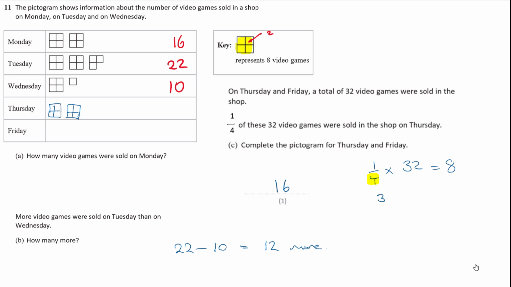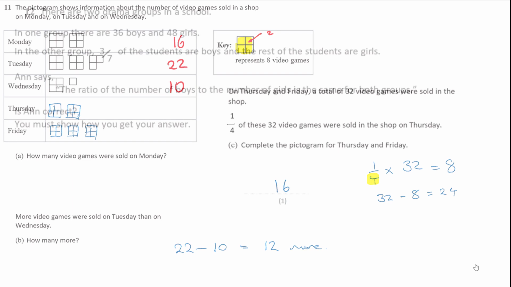So if I had 32 for the 2 days and I've used 8 for Thursday, then I'm left with 24 for Friday. So how many 8s in 24? That's 3, isn't it? So I'm going to need 3 of those window things to represent for Friday. So 1, 2, 3. Okay, so 8, 16, 24. Okay, we're done. Question 12.